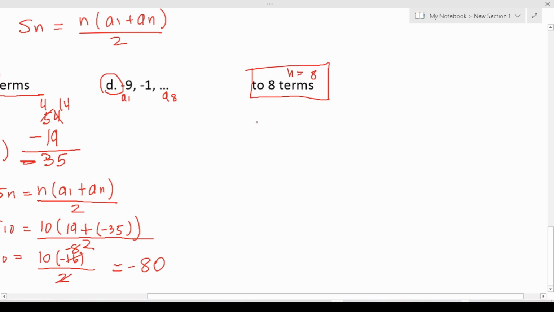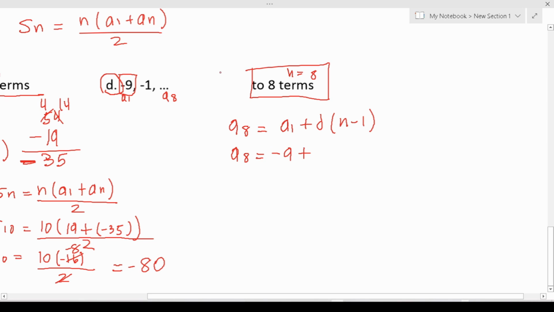It's 9. So let's start by figuring out what a sub 8 is, and I'm going to skip a step here. This is a sub 8 equals a sub 1 plus d times n minus 1. In this case, we know what a sub 1 is. It's negative 9 right here.